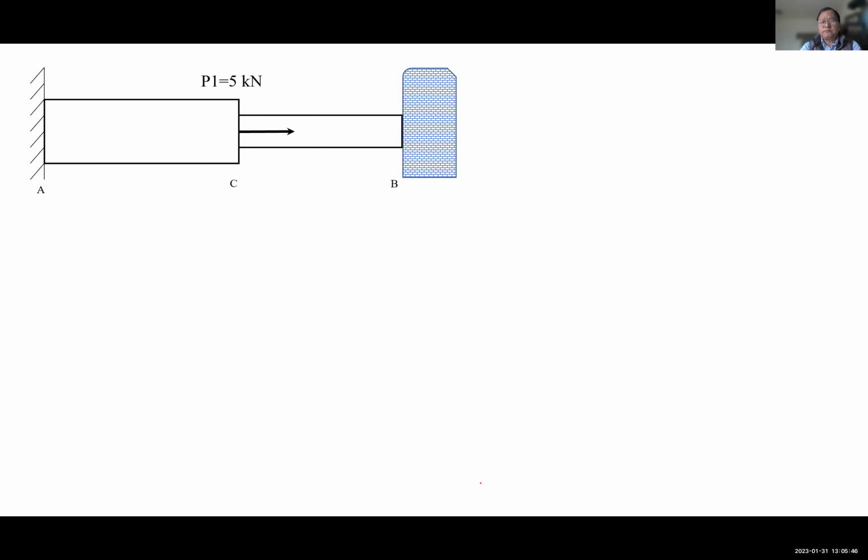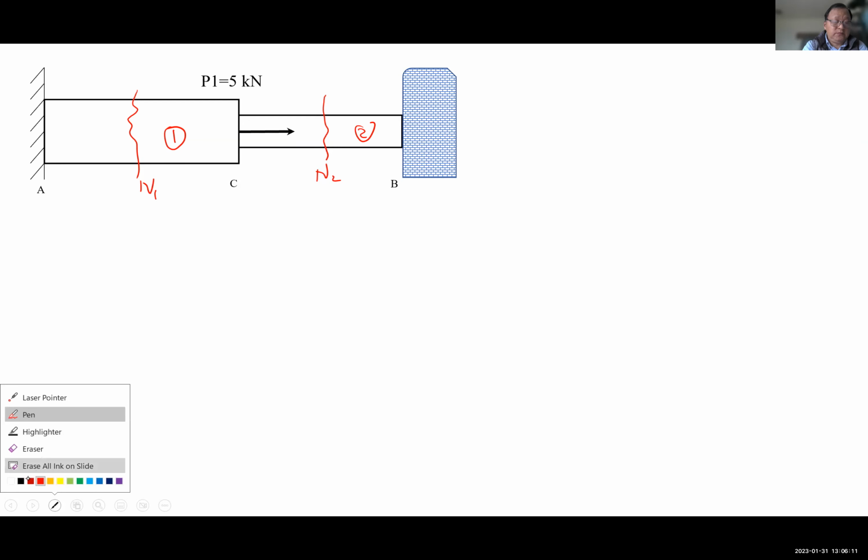we can basically do the same thing. For example, we can make a cut, and make a cut here. Let's say this is the first segment and this is the second segment. So I call this N1 and this one N2. Let me change my pen to a different color.